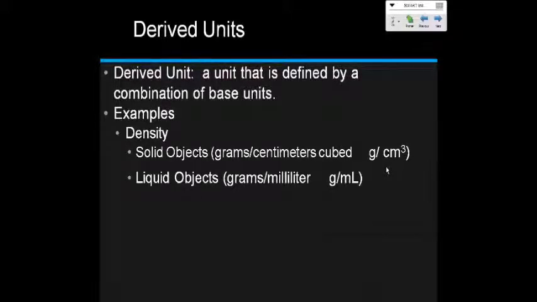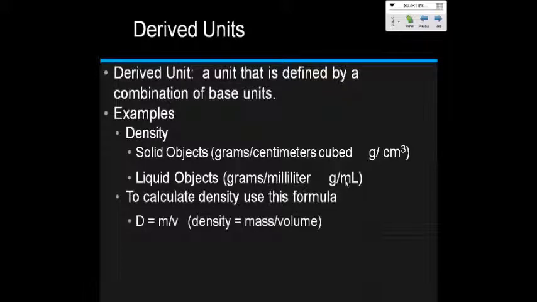Now, liquid objects are going to be measured volume in milliliters. So liquid objects are going to have the mass of grams, the volume of milliliter. You're going to divide those and you get grams per milliliter. And whenever we have the division symbol, we always say per in science, like grams per milliliter, grams per centimeters cubed. Now, to calculate density, we're going to use this formula. Density equals mass divided by volume.